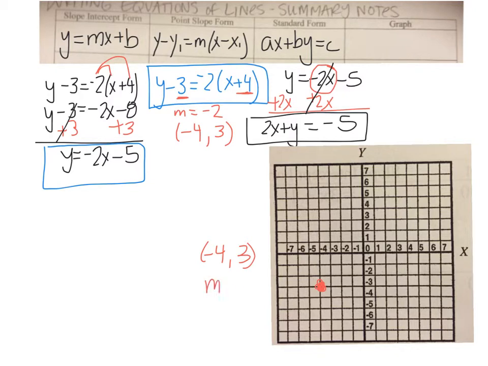And my slope is negative 2 over 1. So down 2 over 1. So I'll go down 2 over 1. There's my next point. Down 2 over 1. Make a point. If I connect these points, I can make a beautiful line through negative 4, 3. And these 2 points I found by using the slope.